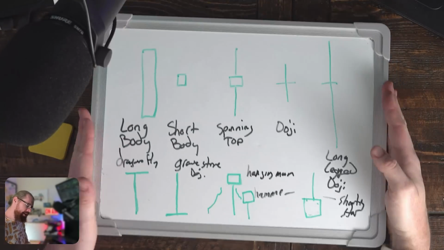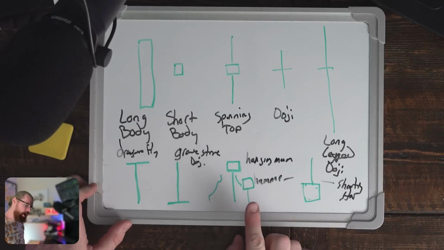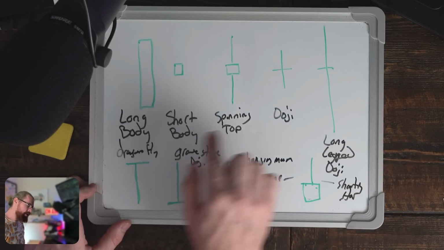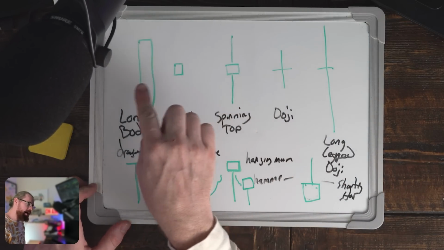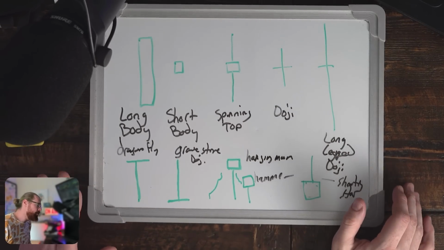So I would say that learning about the shooting star, the hammers, the hanging mans, the dojis, the spinning top, and the long body and short body candles will give you a good starting point. This is like learning your vowels. These are like the most important individual candlesticks that make up any chart.